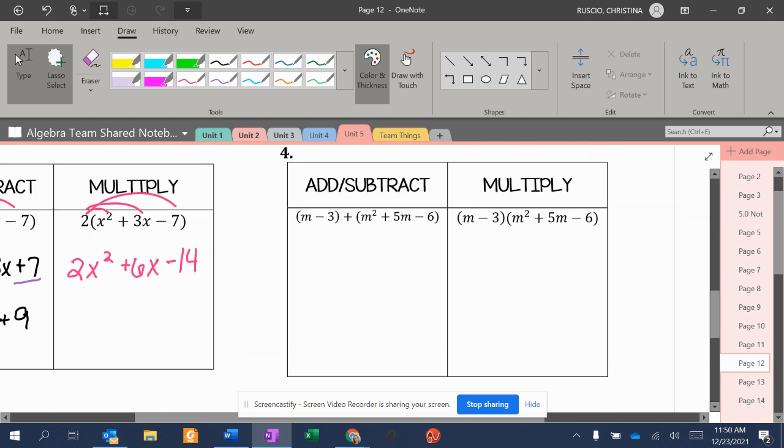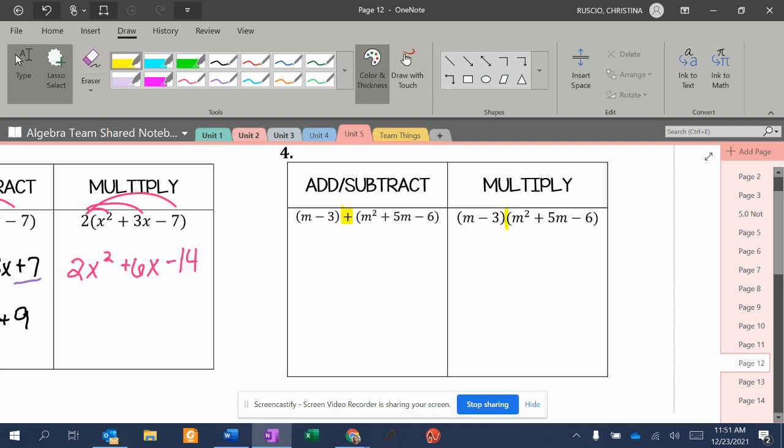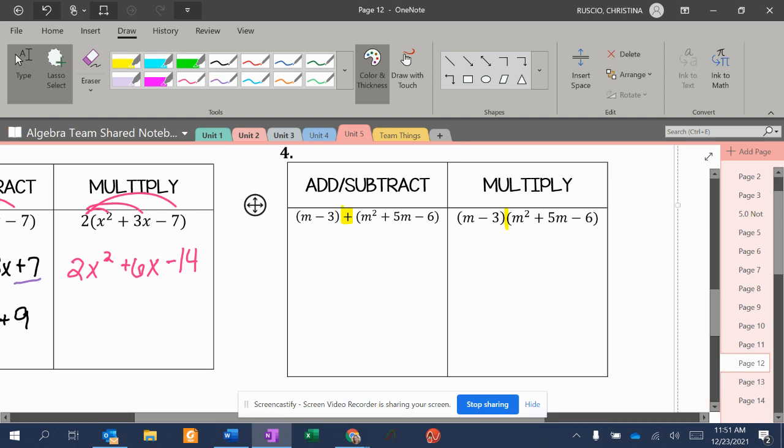All right, number 4, adding and subtracting. It's a lot simpler, okay? When we multiply, we have to use the box method when we have 2 sets of parentheses touching. But when we add and subtract, we just really drop the parentheses. So this becomes 1m minus 3 plus 1m squared. You don't have to write the 1 in front, but you know how I do. Plus 5m minus 6. That plus sign doesn't change anything.